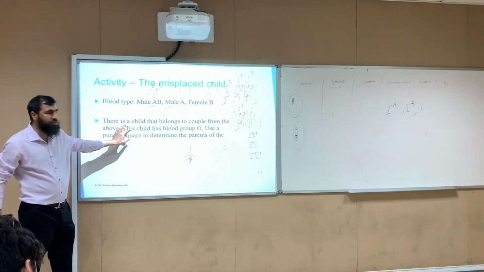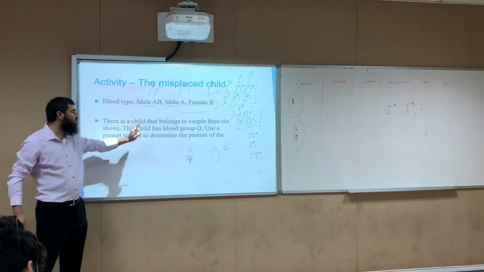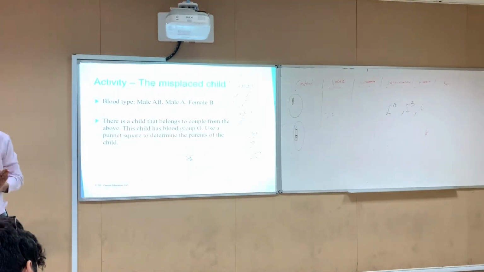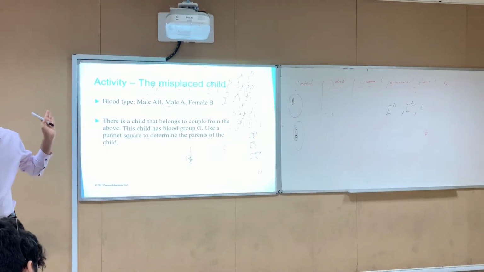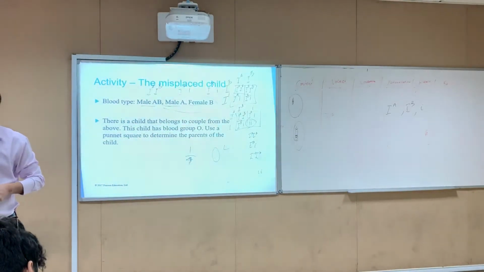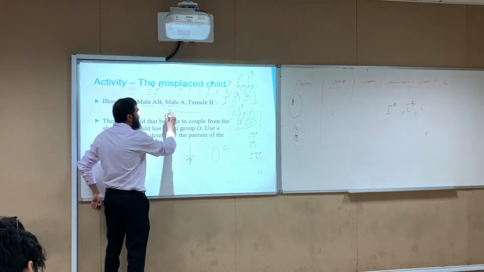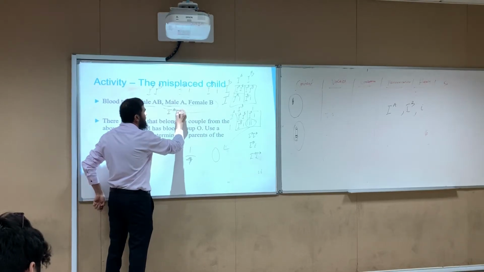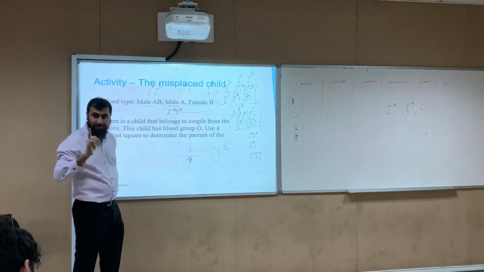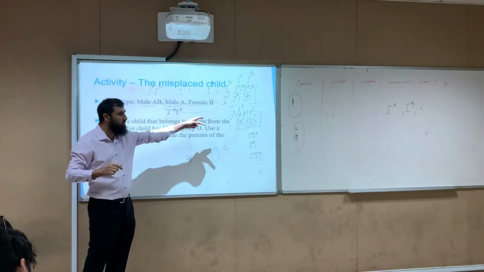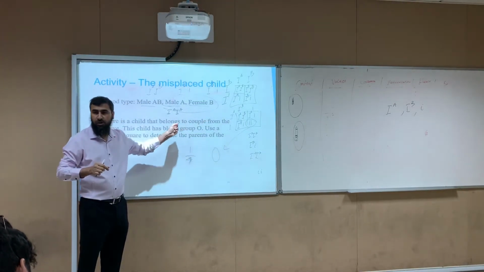Read the question. This is a child that belongs to a couple from the above, so it belongs to one of them. What does that mean? That two of those three are the parents. So we assume that if they're the parents, this one should be IA, and cannot be in this form, because then it would be impossible to have a child with O group.